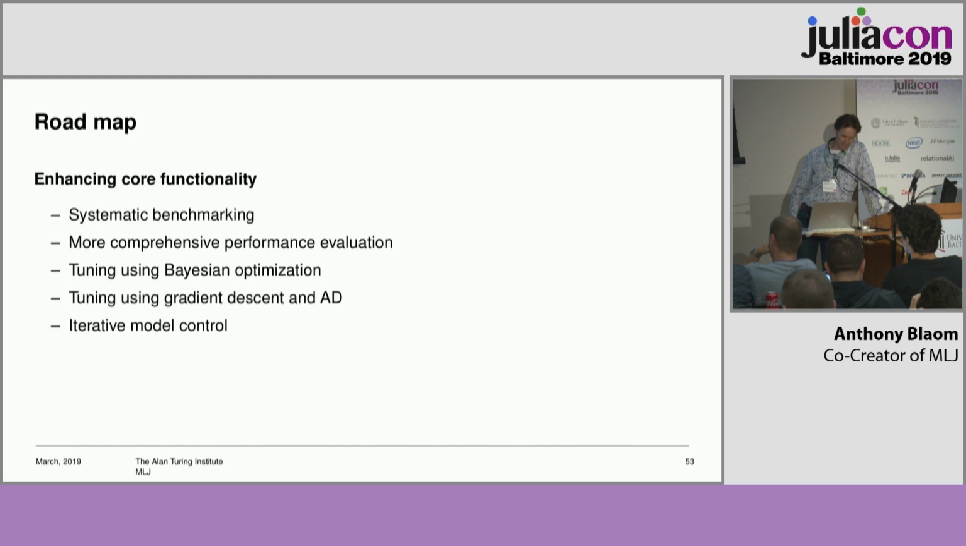The other things, we can enhance the core functionality. We still haven't done systematic benchmarking, just haven't got around to it. We'd like to have more comprehensive performance evaluation, and add more sophisticated kinds of tuning. So tuning at the moment is fairly limited. We've got grid search. I think we'll probably have some kind of random search very soon. But we'd like to have Bayesian optimization, which I think is a really nice way to do optimization. And also tuning by gradient descent using AD.